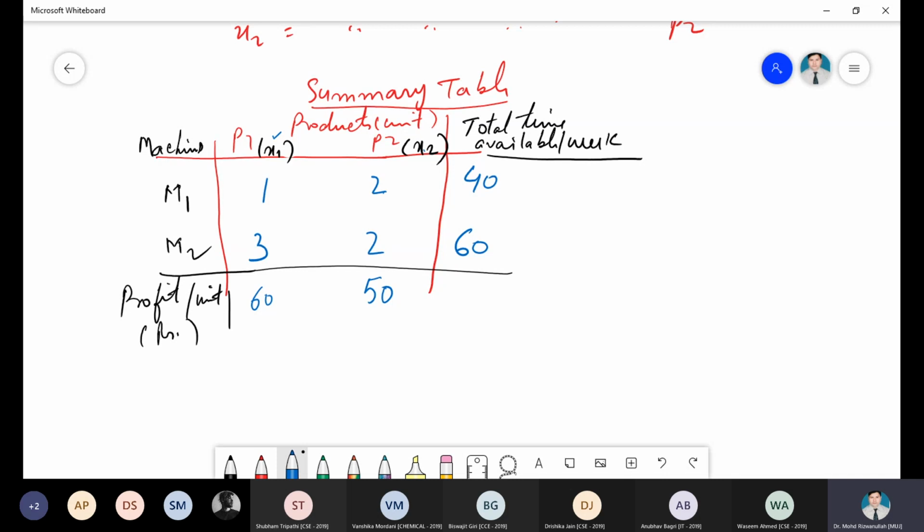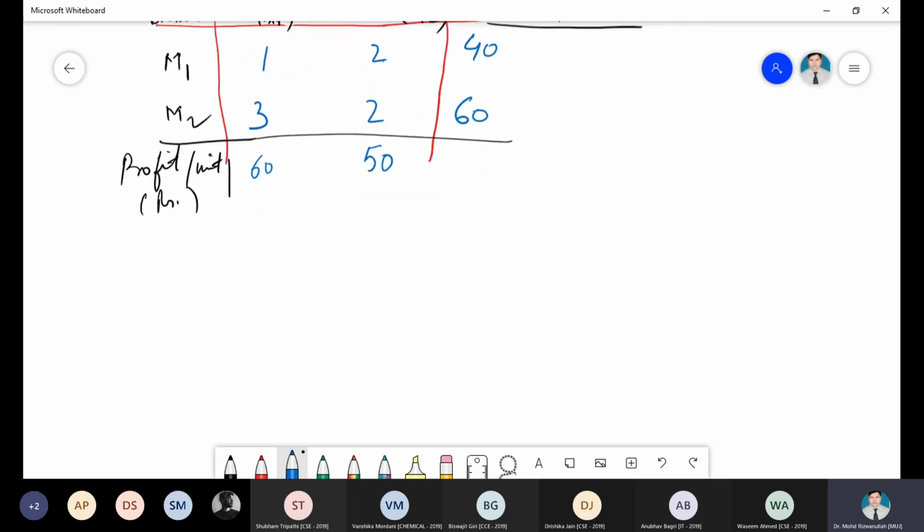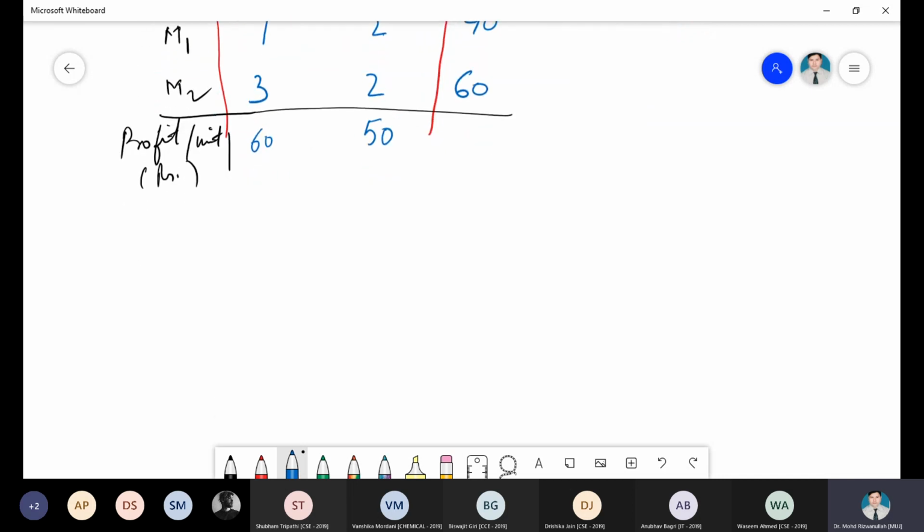Then profit contribution: per unit of product X1 is 60 rupees and 50 rupees for X2. Now the question is how to formulate the above problem. I have defined the decision variables X1 and X2. The second is the objective function. Is the summary table clear, everybody?